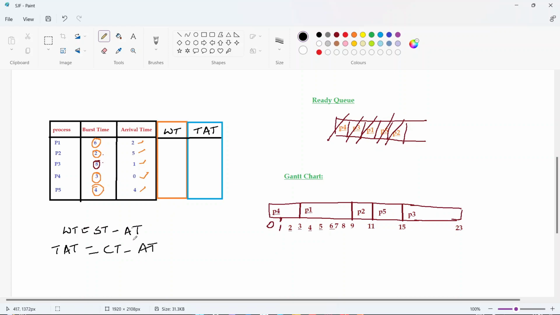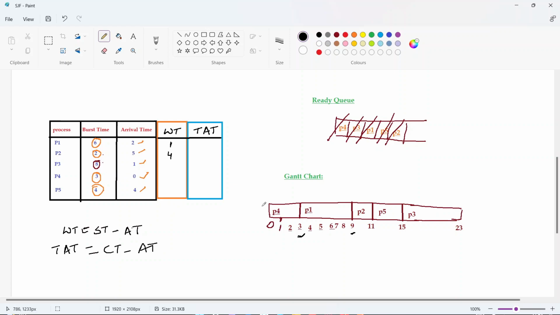Okay, so let us fill one by one. What is the first one? Process P1. Now P1, when it started at 3 seconds. Did you see here? 3 minus arrival time. What is arrival time? 2. 3 minus 2 is 1. So this one is 1. Got it? Now P2. What is the start time for P2? 9 seconds. Minus arrival time is 5. 9 minus 5 is 4.